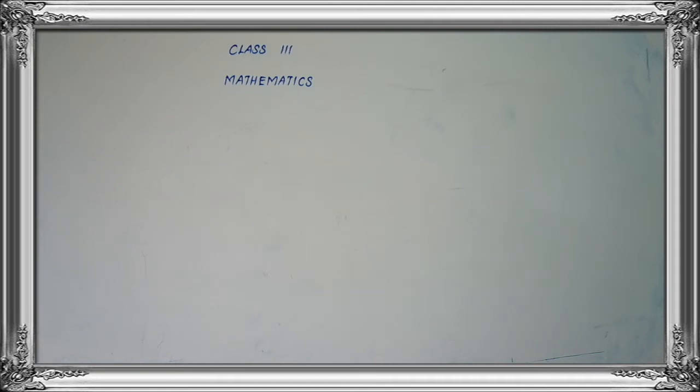Face value means you see the number that is already underlined, and take and write it as the face value. Then place value means we want to calculate. First we find which number is in the ones place, tens place, 100 place or 1000 place.